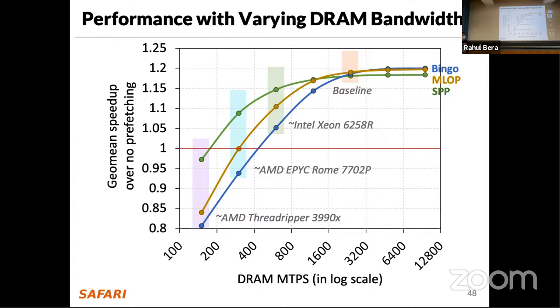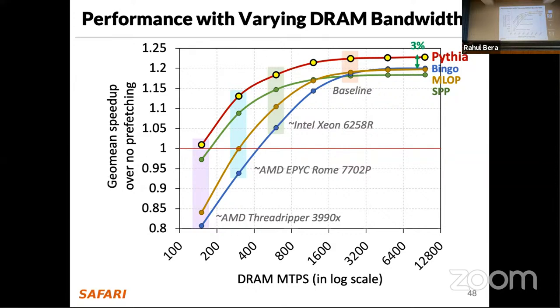Now you might say, maybe these bandwidth configurations are too strict. Actually, that's not the case, because all of these configurations roughly match the per-core bandwidth in traditional commercial processors. So these configurations are real world.